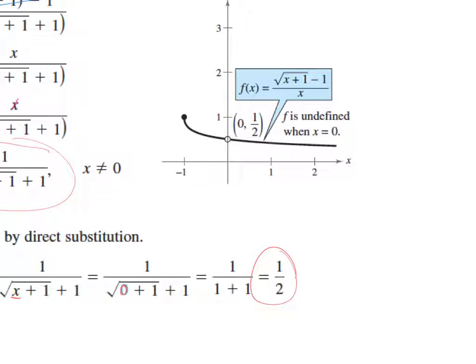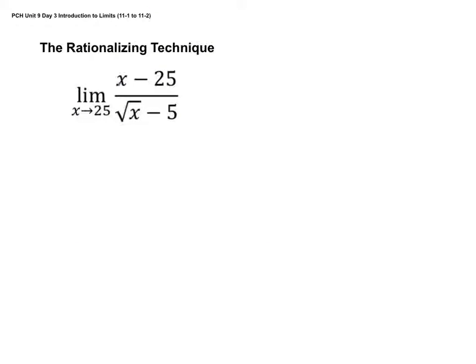Now, real quick, notice this is what this function would look like. And there's the hole. X is approaching 0 from both sides. X is approaching 0, and the Y coordinate is approaching 1/2. So the limit equals 1/2. Okay? So let's try one of these.